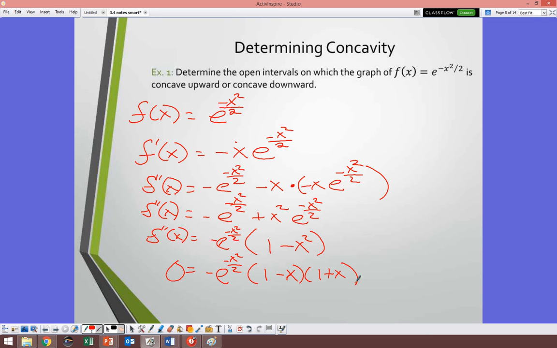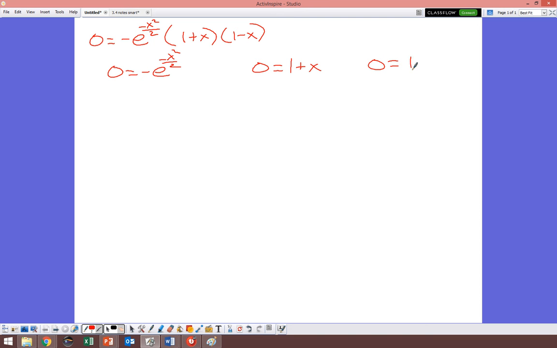Okay, I'm going to carry this over to another page so I don't lose it. 0 equals negative e to the negative x squared over 2. Okay, I carried it over to a new slide. So now set each one equal to 0. 0 equals negative e to the negative x squared over 2, and 0 equals 1 plus x, 0 equals 1 minus x.